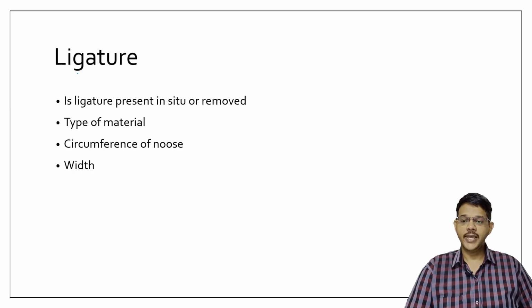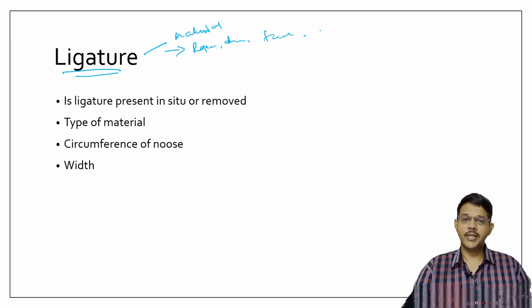Now, coming to ligature. Ligature is the material which is used for hanging. Any material can be used for hanging. It may be a rope, or a dupatta in females, or a towel, or anything; a dhoti can also be used, a sari can also be used. So anything can be used as a ligature material.